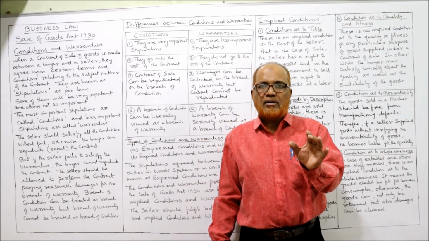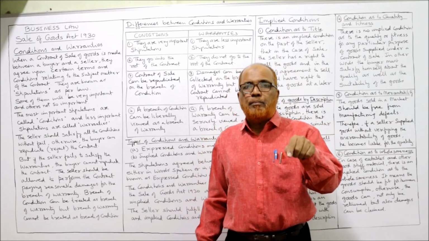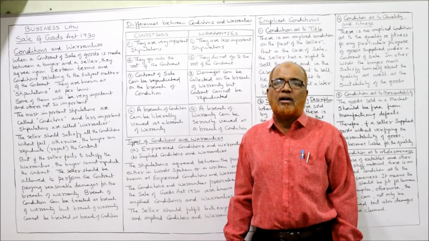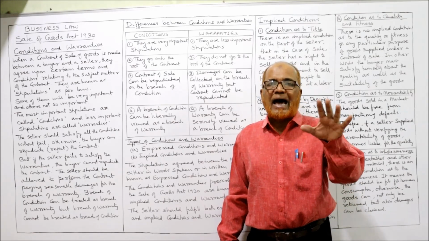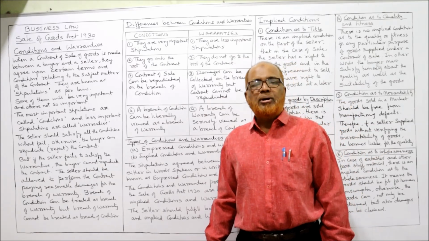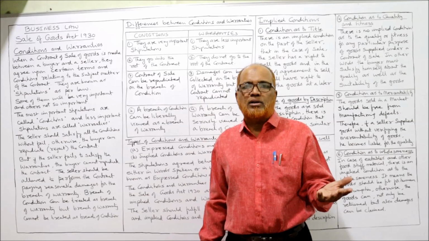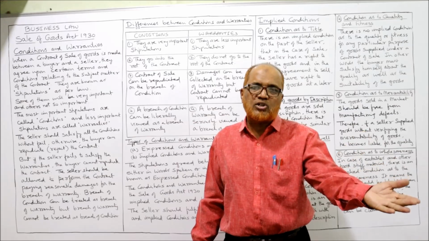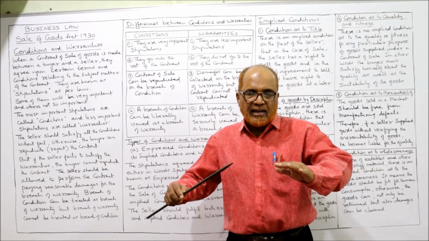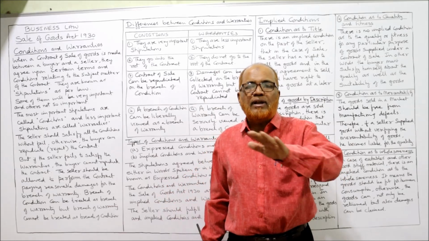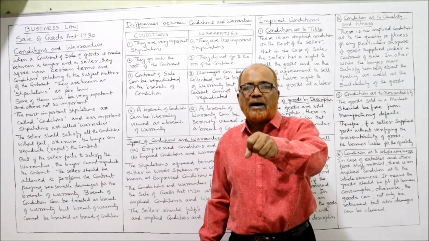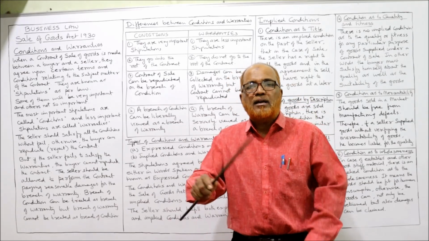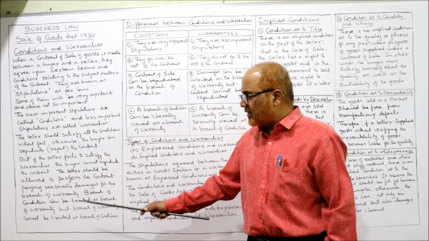Suppose there is a breach of warranty, then the buyer cannot repudiate the contract. The buyer can claim damages from the seller because these stipulations are not so important. Important stipulations are conditions. Less important stipulations are warranties. So the breach of warranty will not repudiate the contract. The buyer can claim damages, whereas with breach of condition, the buyer can repudiate the contract. That is the difference.